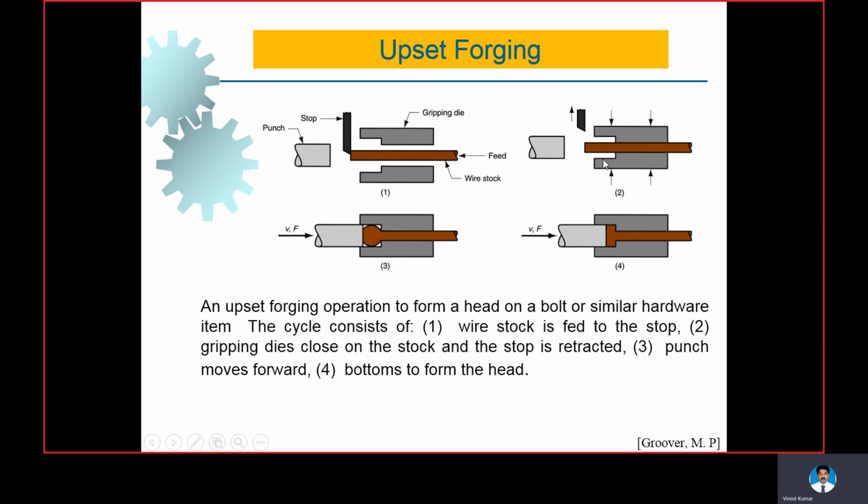And there is a die. You can see here there is a particular shape of the head, the die, and there is a punch. As the punch moves, it steadily compresses the material. The material will undergo plastic deformation, and finally we get the final shape of the head. So this is how we produce heads in nails, bolts, screws, etc. The bottom die forms the head, as you could see.